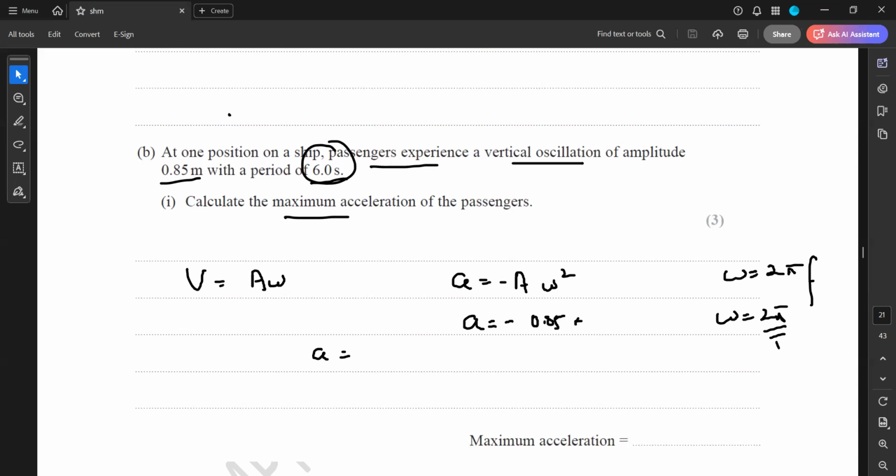0.85. What about omega? Omega is equal to 2 pi divided by T. So 2 into 3.14 divided by the time period, which is 6. And then the whole square will be there. So when we simplify, this will give us the value for a.